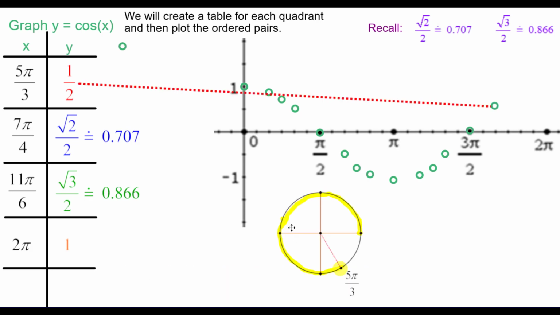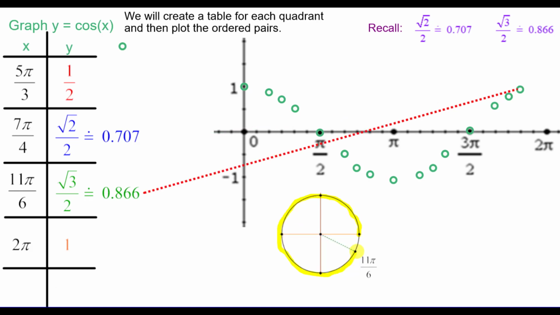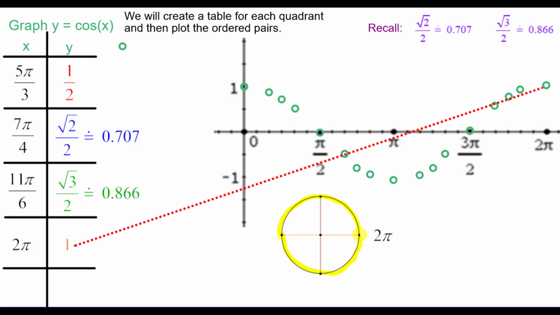5 pi over 3 right here in the fourth quadrant, over to 5 pi over 3, up a half. 7 pi over 4 right in the middle of the fourth quadrant, over to 7 pi over 4 and up about 0.7. 11 pi over 6, up about 0.9. And at 2 pi, exactly 1.